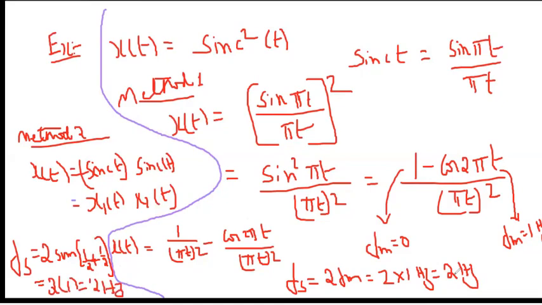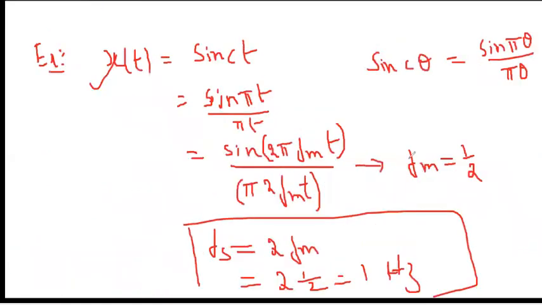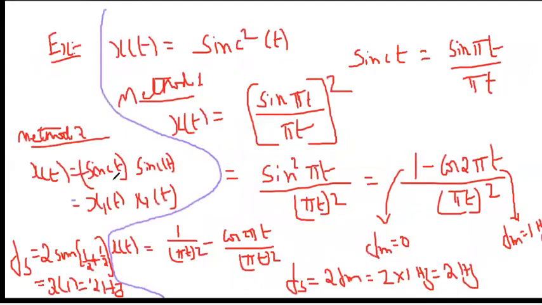The first method shows it directly by using the trigonometric function, sin square pi t, which is 1 minus cos 2 theta by 2. Fm is equal to 0 for the first term, and for the second term Fm is 1 hertz. For the first one, sinc t, Fm is equal to 1 by 2 as the maximum frequency.